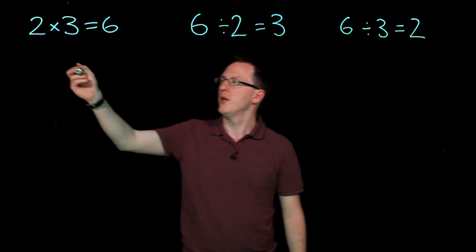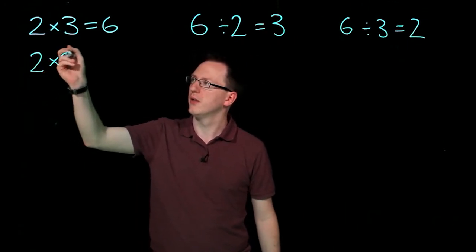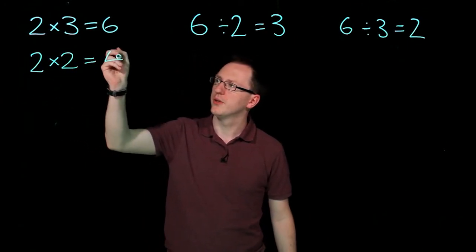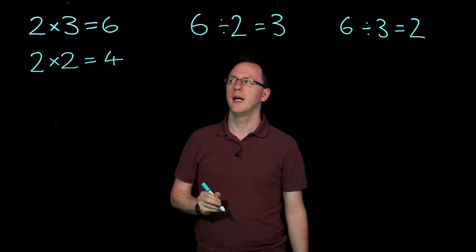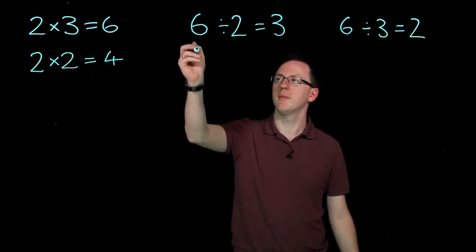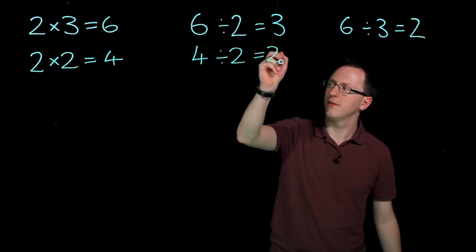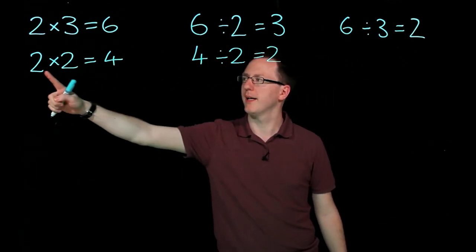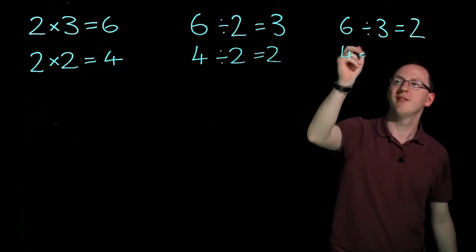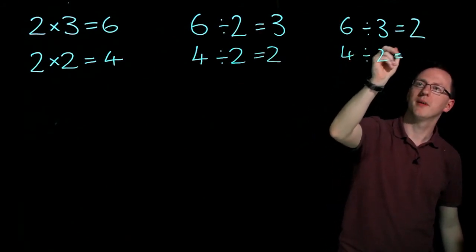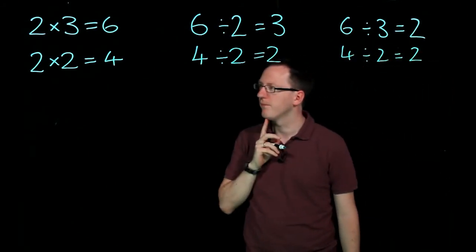Let me do another one. 2 times 2 equals 4. Again, from that, actually that's the same thing both ways, because 4 divided by 2 is 2. If I divide by this number, 4 divided by 2 equals 2. And it works the other way as well. 4 divided by 2 equals 2.